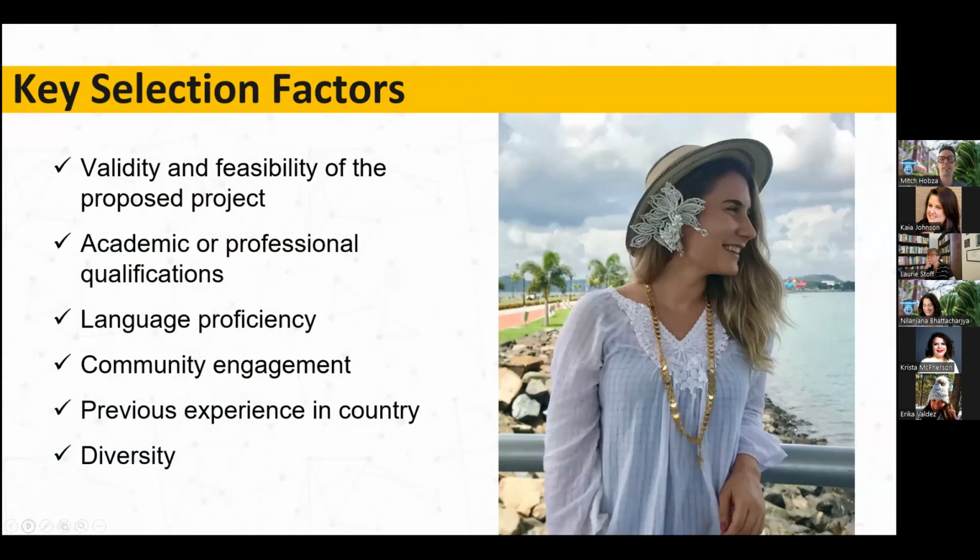All right, so these are some of the key selection factors that we're about to discuss. So we'll talk about the validity and feasibility of the proposed project, your academic and professional qualifications. What are these readers going to be looking for to make sure that you're able to complete the proposed project? Language proficiency is very important, and there are two different ways to think about that. So I'll talk a little bit further about that. And then we'll discuss community engagement, how to talk about your previous experience in the host country, and diversity.